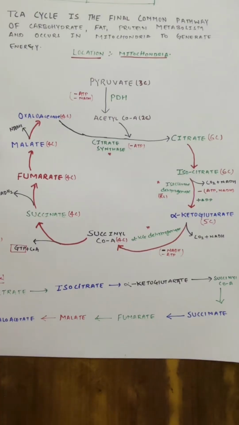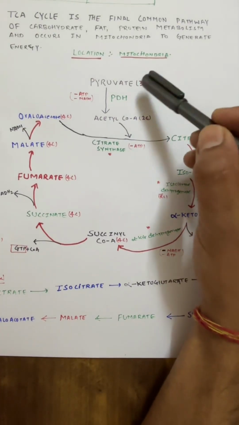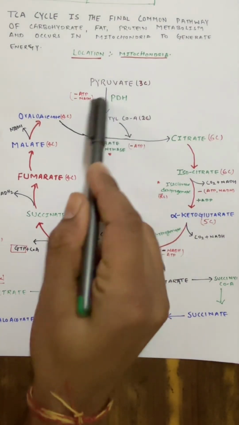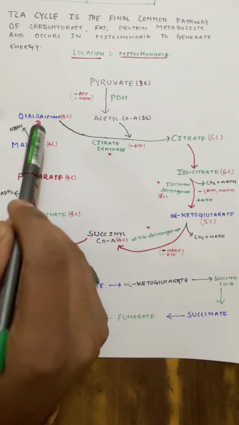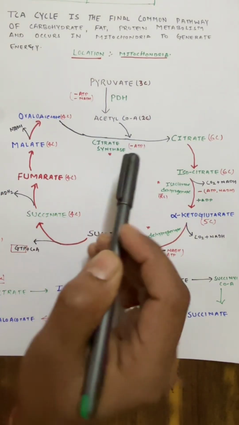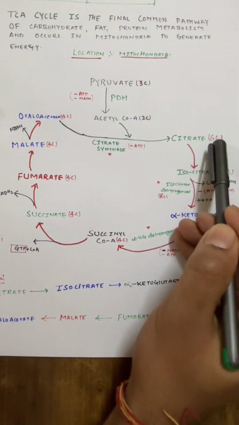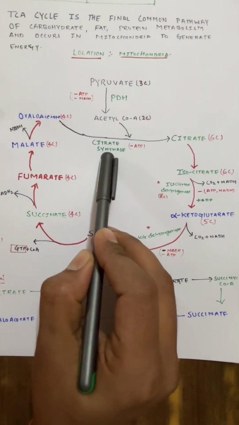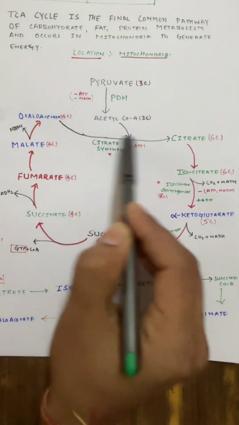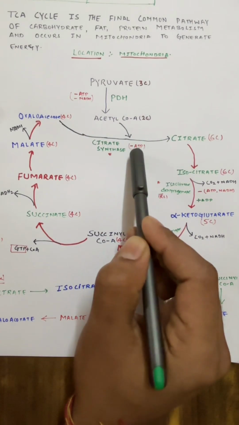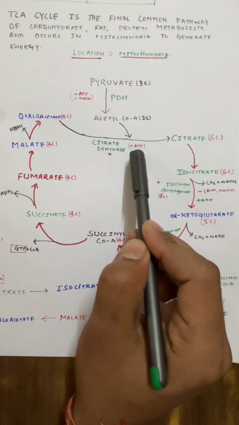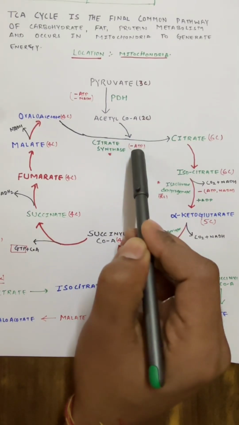So now let's see all the steps. We all know that pyruvate is converted to acetyl coenzyme A. Now this acetyl coenzyme A, which is a 2 carbon compound, and this oxaloacetate form citrate, which is a 6 carbon compound. And the enzyme used over here is citrate synthase. Now this step can be inhibited by ATP. Here it is written minus ATP. Don't take it as 1 ATP being consumed here. No, this step can be inhibited by ATP.